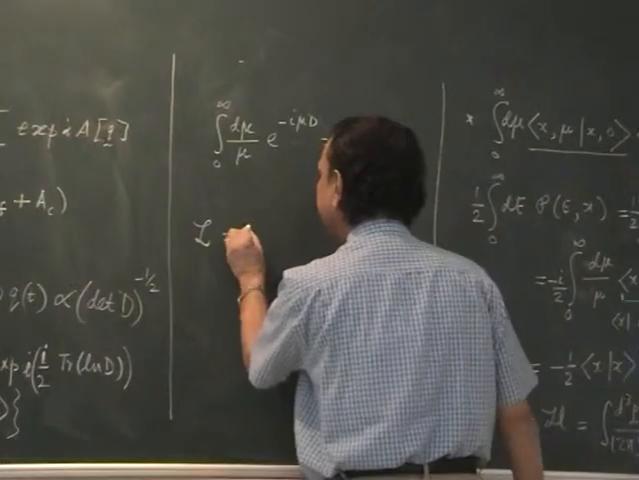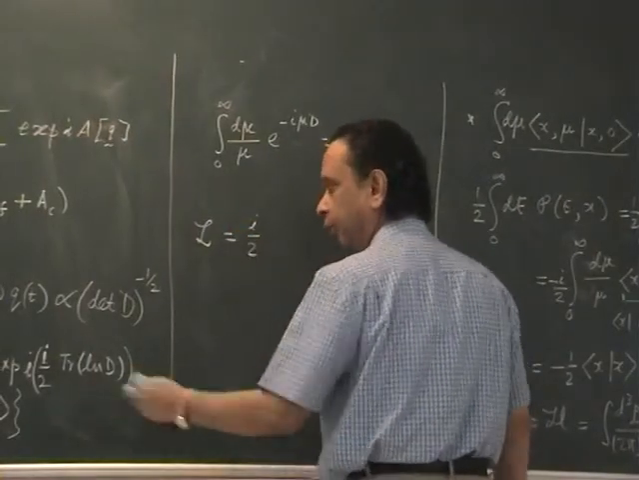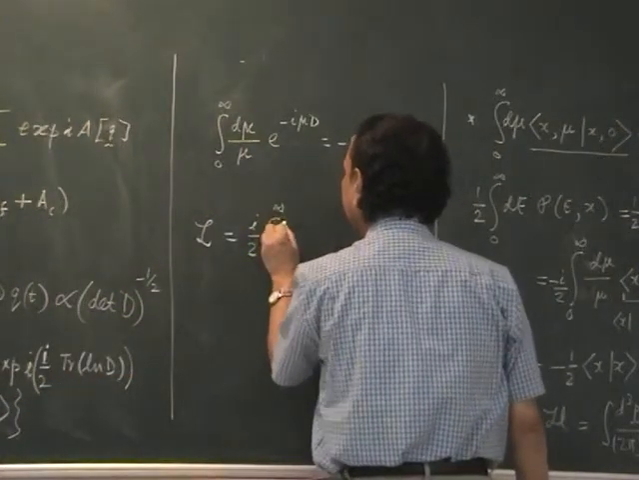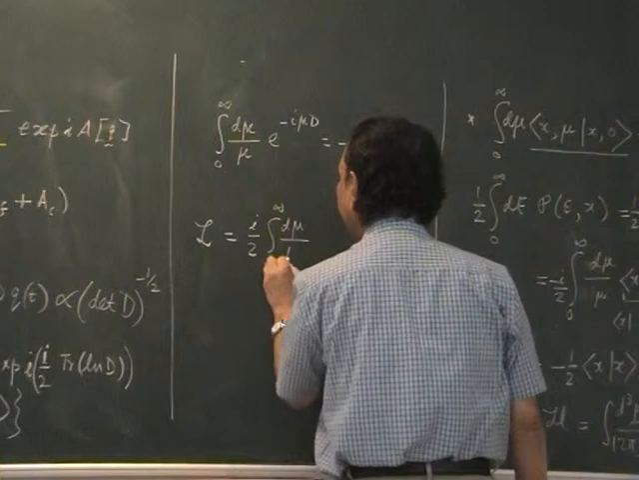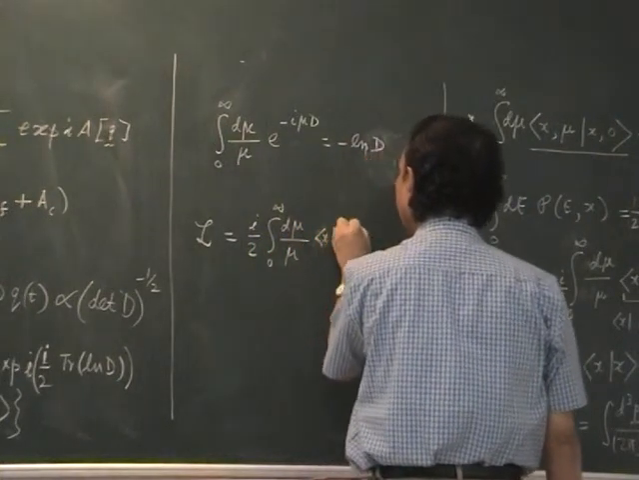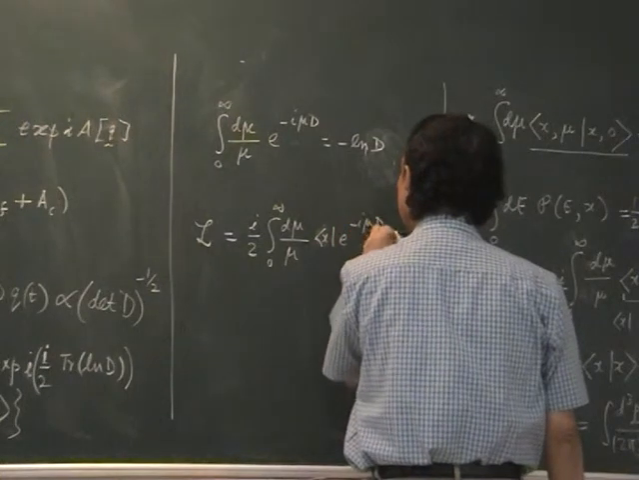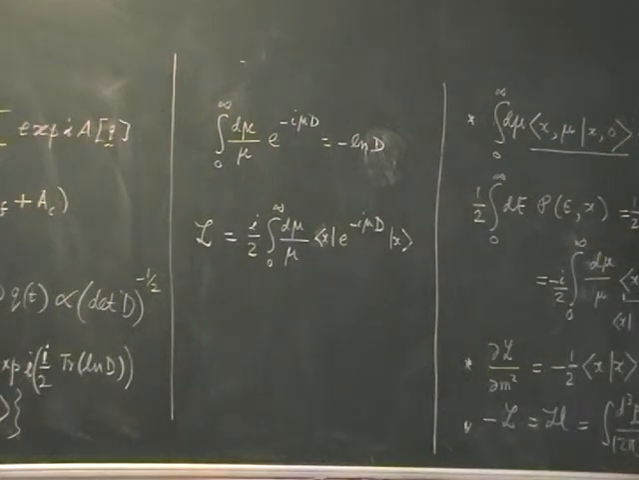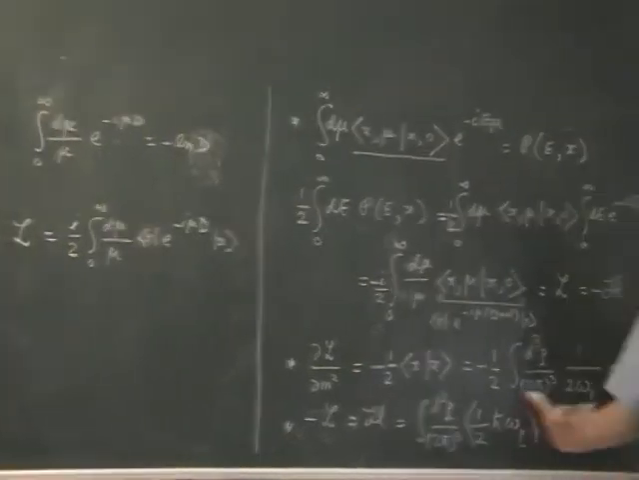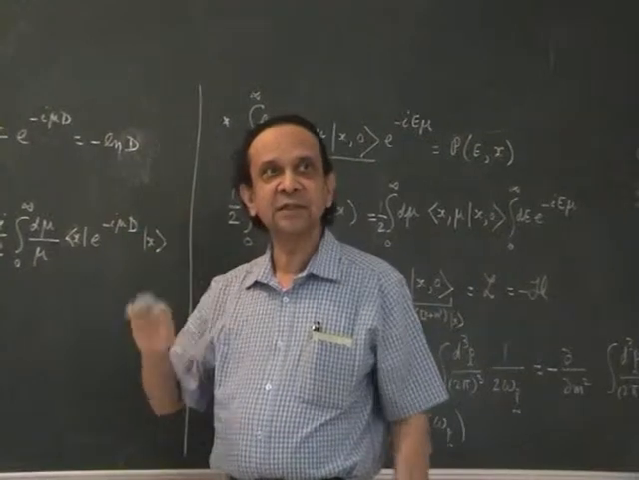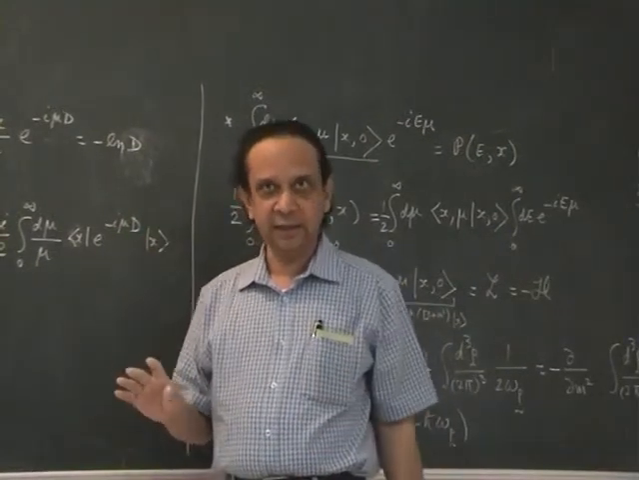The Lagrangian density which I am going to think of is i by 2 times everything here, that is 0 to infinity d mu over mu of x e to the minus i mu D x. This is exactly what I have got here. So this is the whole idea of thinking of this as a Lagrangian density or a Hamiltonian density.